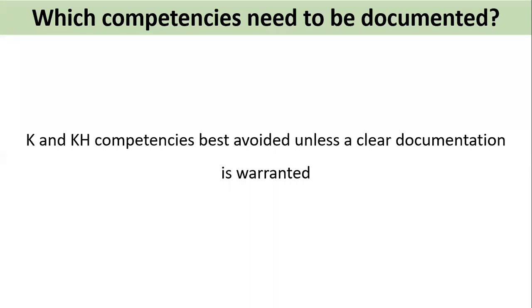Then categorically, there's a statement that is mentioned, K and KH competencies are best avoided unless a clear documentation is warranted. Okay, so therefore, all the competencies which are listed in our competency document for the subject of anatomy, which fall under K and KH levels of Miller's pyramid, they should be avoided to be documented unless there is a clear documentation warranted.